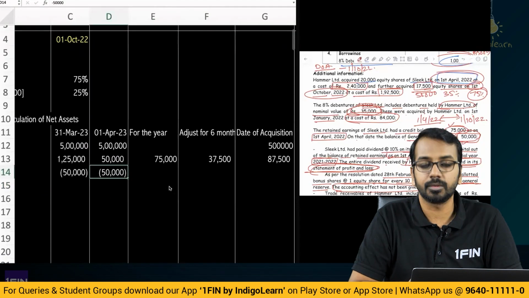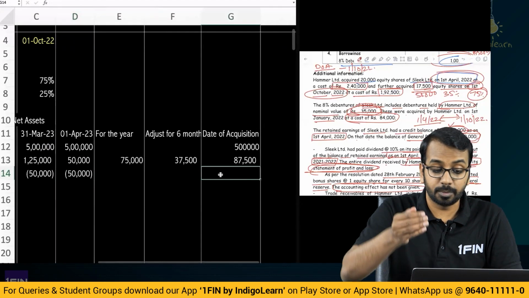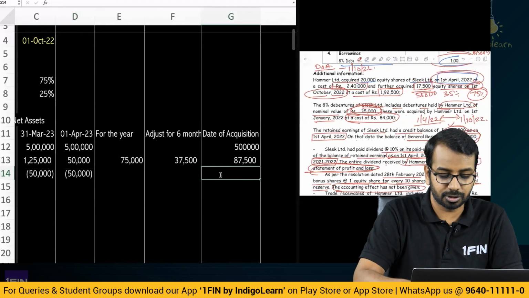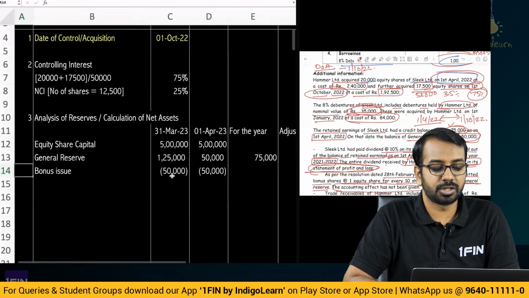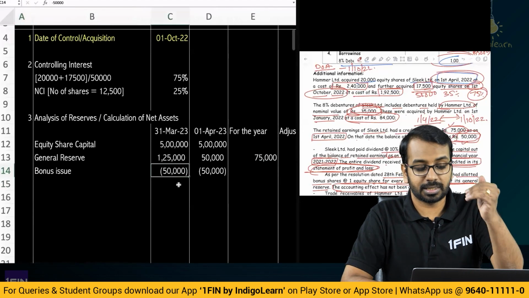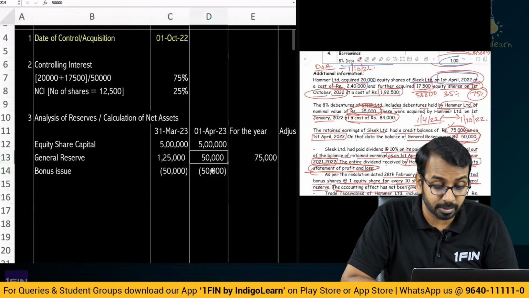Then if I have reduced it from the balance of 1st of April, this will also be reducing my balance on the date of acquisition. So, minus 50,000 here. Because of the bonus issue, general reserve balance on 31st March has come down by 50,000, which is actually from the entire opening balance. So, there is no opening balance.